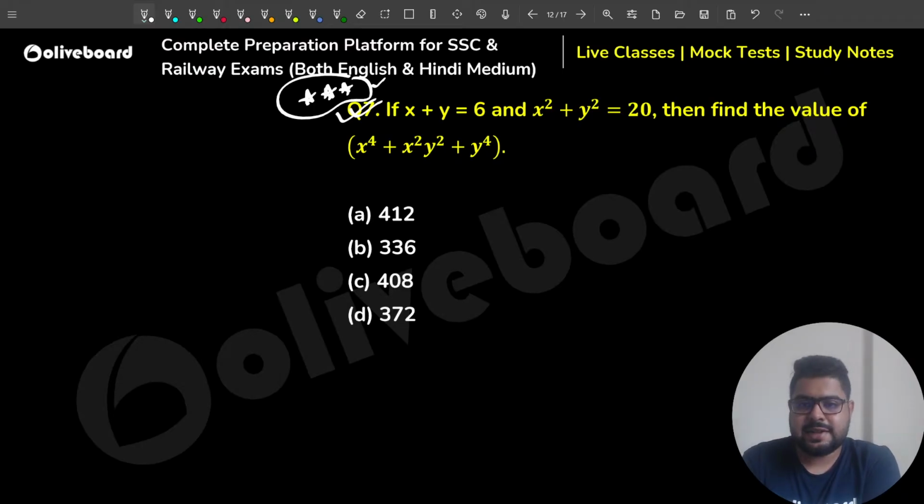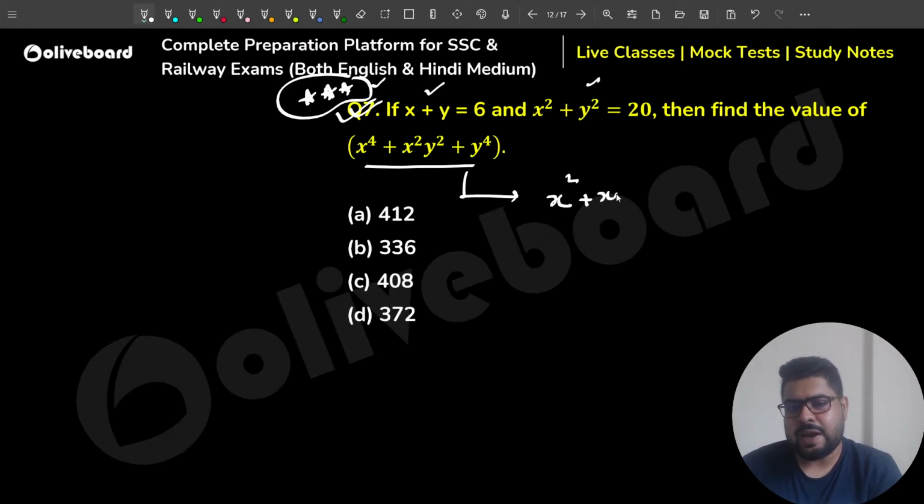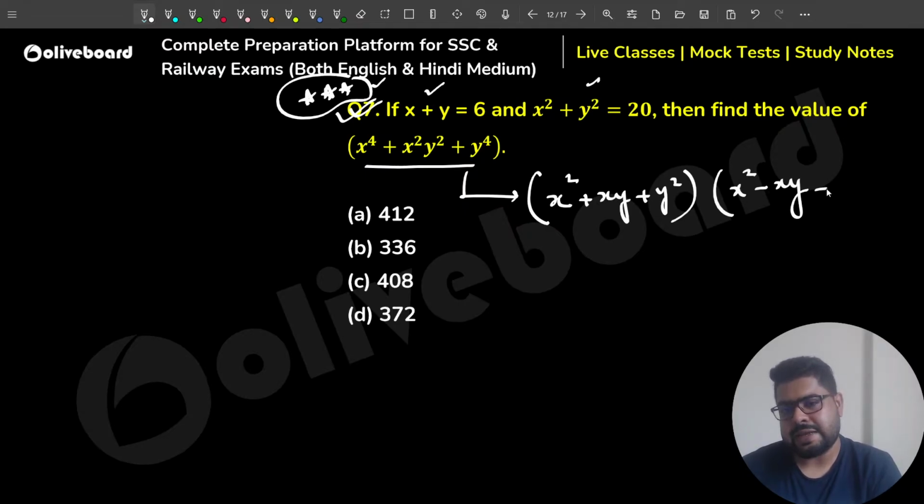No answers yet. Acha, let me help. Sir, x plus y is given. But again, you need to understand this particular expression. This format can always be written as x square plus xy plus y square into x square minus xy plus y square.